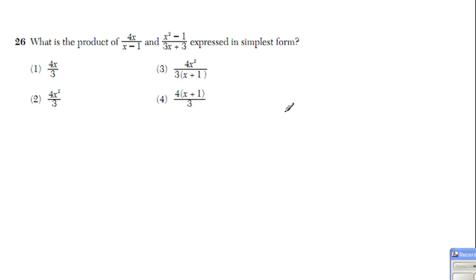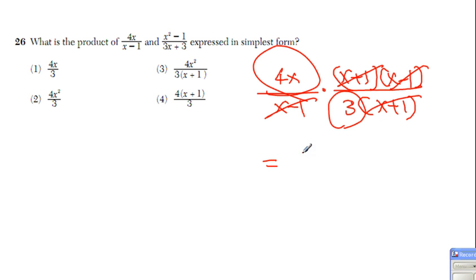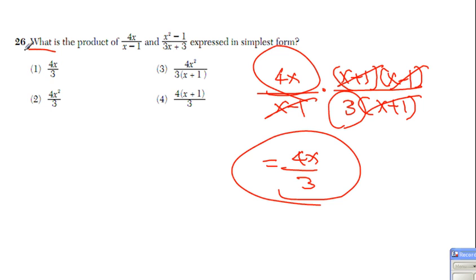Number 26. Here, how can we express this one in the simplest form? So we have to get the product. That means we have 4x over x minus 1. And here, how can we factor them? X squared minus 1 simply becomes x plus 1 times x minus 1. And the denominator, when you factor, 3 and then x plus 1. Guess what? These two cancel out. And that's what we have, which will be equal to 4x over 3, which is choice 1.